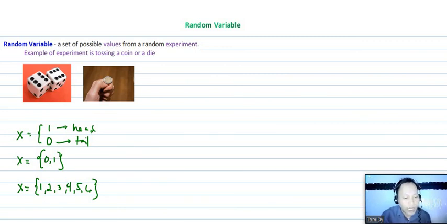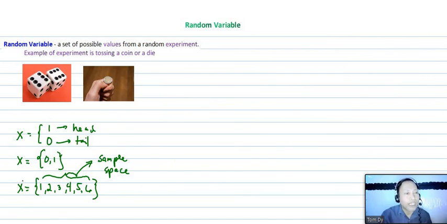Now in a die, we call this 1 2 3 4 5 6 our sample space. So we have our term sample space. These are now our sample space, 1 2 3 4 5 6. We have this one as our die.